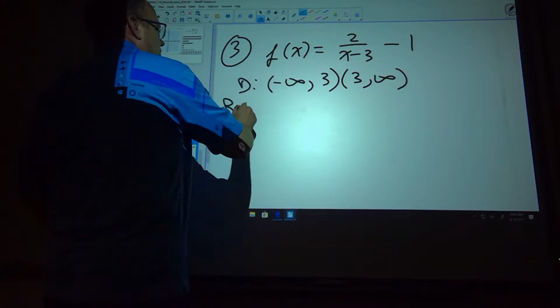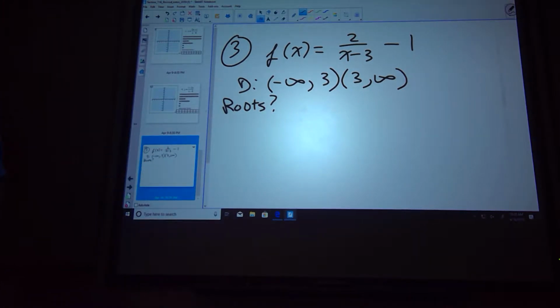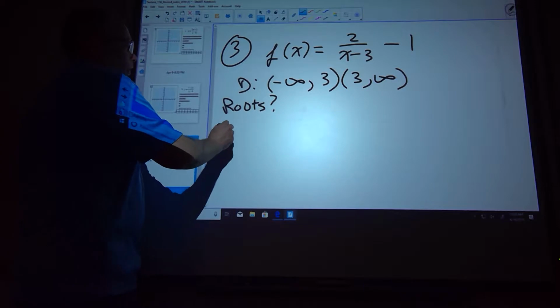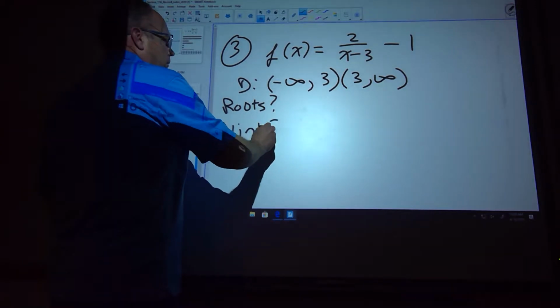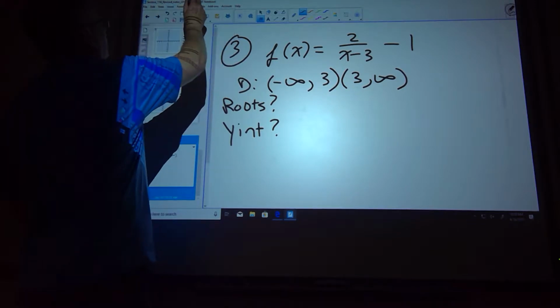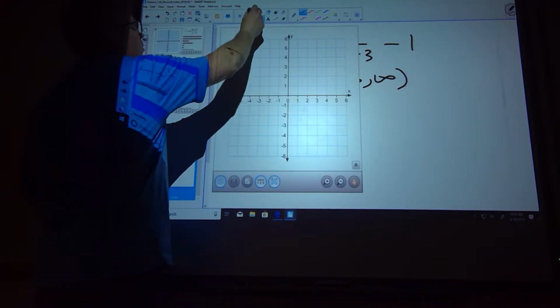And then roots. Let's see if we can figure out some roots if they exist. Roots will indeed exist on this because it does look like the whole graph does shift. It shifts both right, left, and up and down. And then let's look at the y-intercept. We'll get to these in a sec. Math, graph, Cartesian.